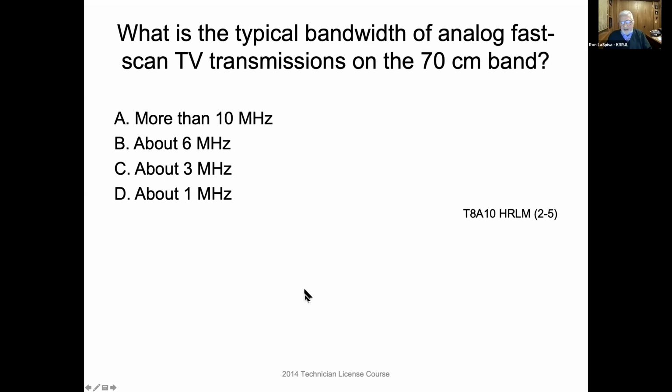Okay, what's the typical bandwidth of analog fast scan TV transmissions on the 70 centimeter band? It'd be B, about 6 megahertz. A picture is worth a thousand words. So if you remember 6 kilohertz times 1,000, you get 6 megahertz. Okay.